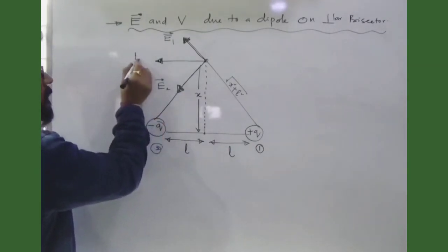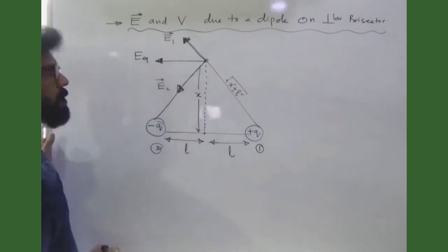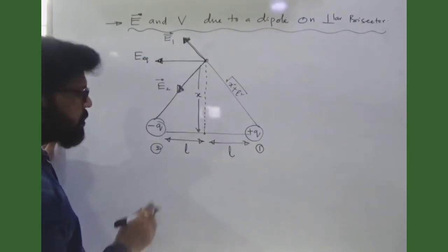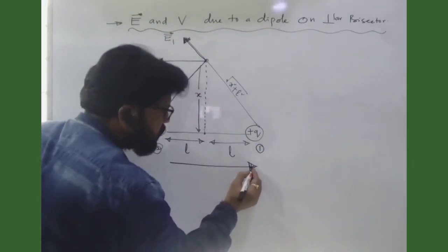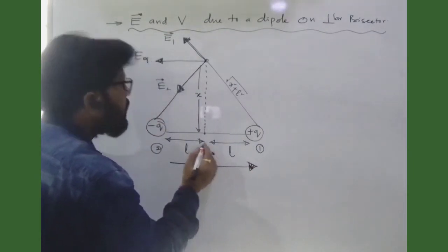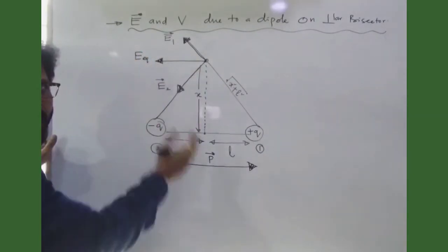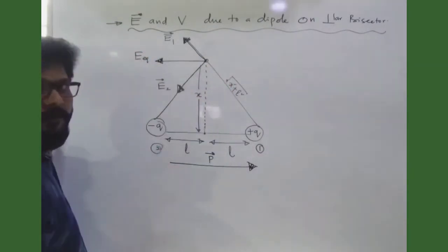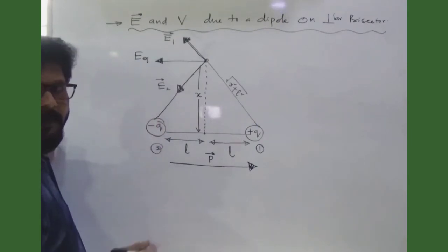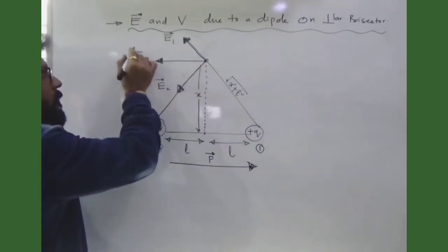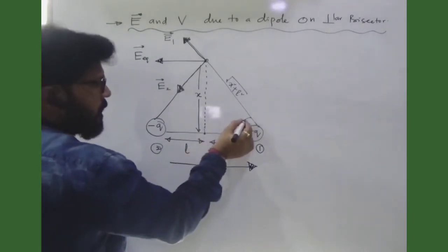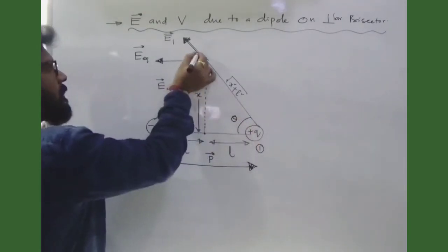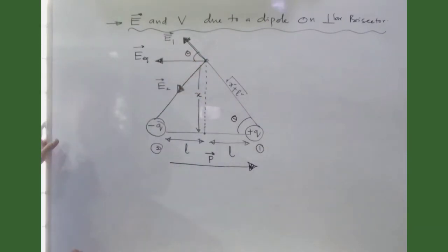Now I will call this E equatorial. When you carefully observe the direction of the dipole moment, this is the direction of the dipole moment P, and E equatorial is opposite in direction. We can call it equatorial or perpendicular bisector. Let me take this angle as theta. This angle is also theta.